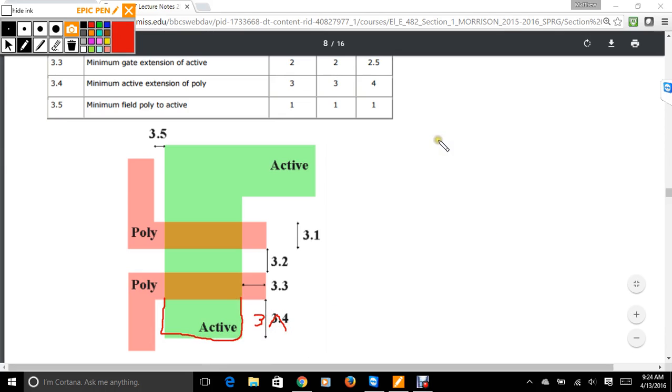You remember in the CMOS transistor in the inverter, we had a poly, right? And we had to have an active region go over it. That's what that is.